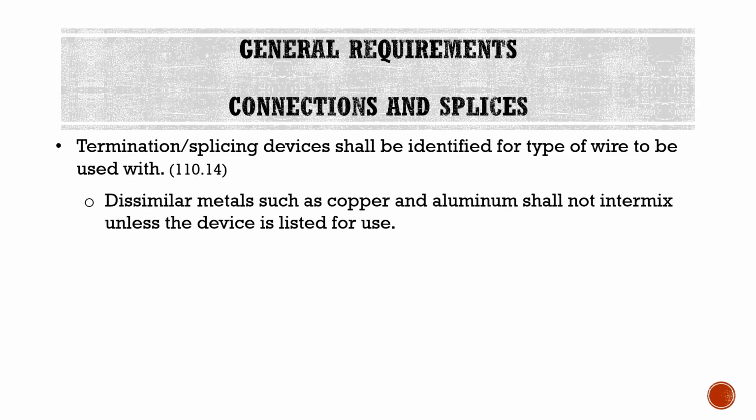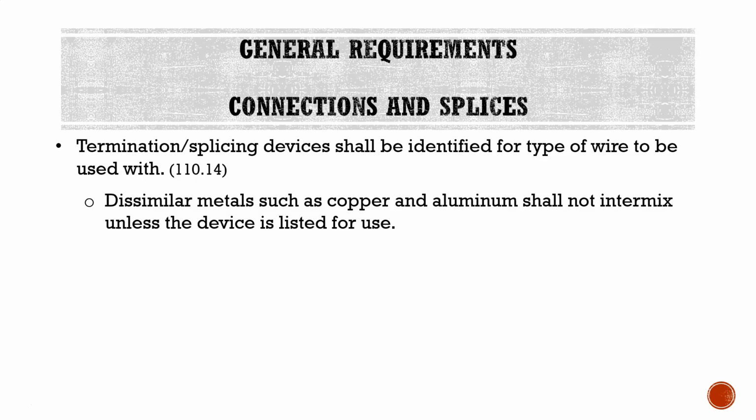So we can see that termination splicing devices shall be identified for the type of wire to be used. I mentioned earlier that we would be talking about this, the idea that in field and real world applications, if we have a piece of equipment, it has to be stamped with what kind of wire we can use with it. So if a piece of equipment can accept copper wire, it has to have that copper wire stamp, which will usually be represented with a capital C, capital U. If it can accept aluminum wire, it has to be stamped with a capital A, capital L.